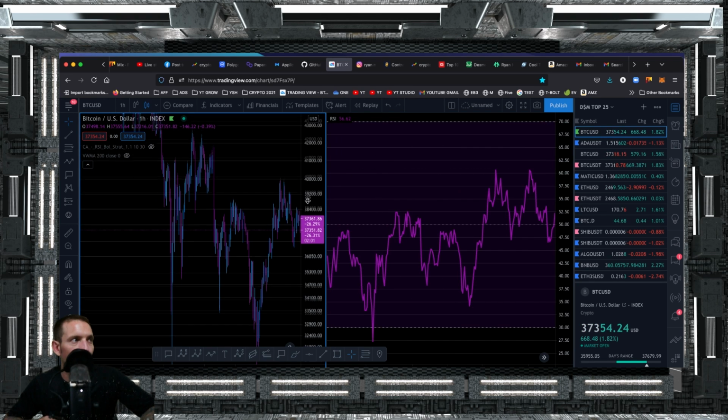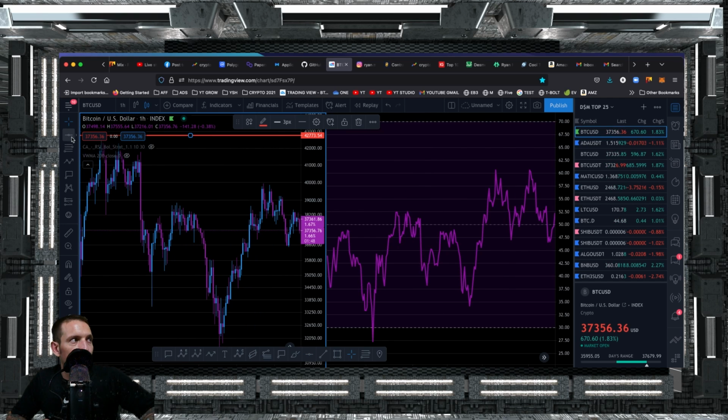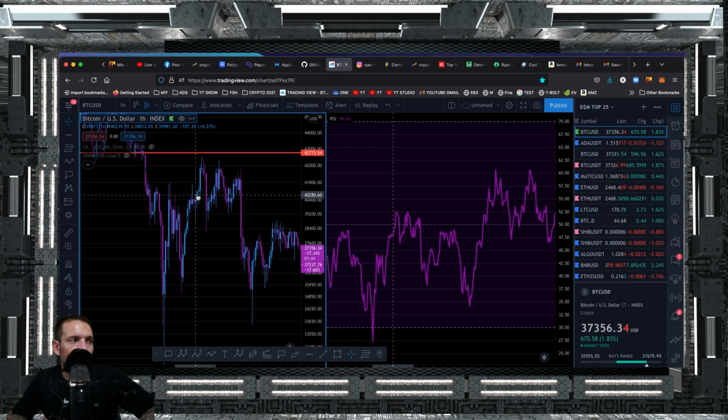So let's start off right here. I was scaling into this short when Bitcoin was making its push to the upside, and I swear everybody thought I was absolutely crazy. I started scaling into my short when Bitcoin was here at 37,500, and then we got to 38,500. I added more and I added more and I added more.